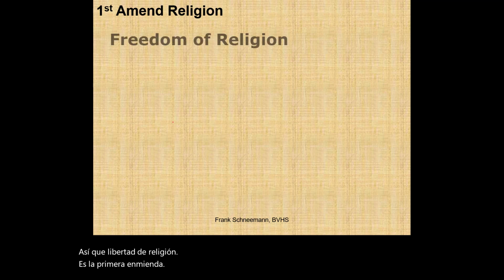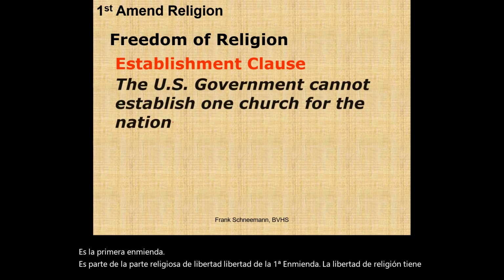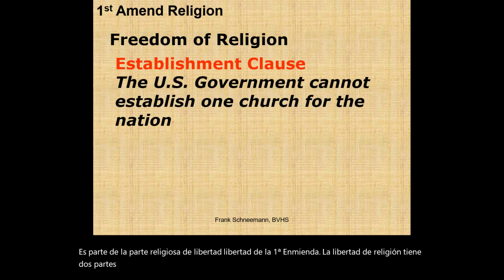Freedom of religion has two parts to it. First, it has the Establishment Clause. The Establishment Clause means that the U.S. government cannot establish one church for the country. We do not have an official church in the United States.